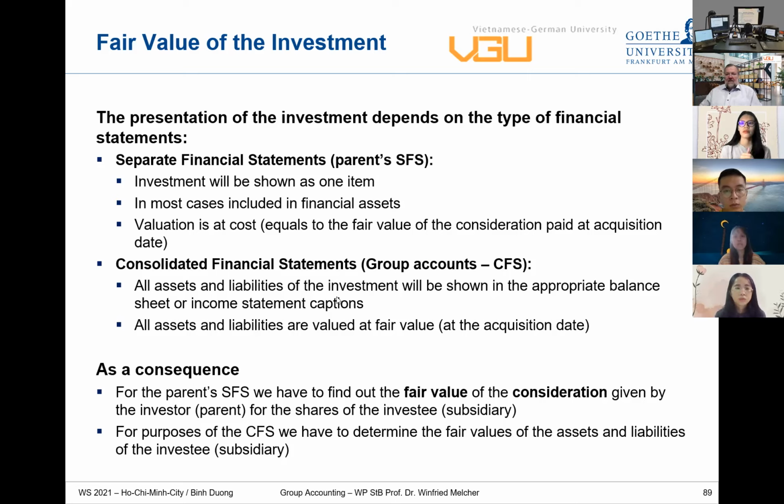All right. And well, maybe one more thing. In the single financial statements of the parent, it is only one line. So the investment will be shown in one line. In the consolidated financial statements, assets and liabilities are shown in all lines. Okay, so that is also a big difference between single financial statements and consolidated financial statements.